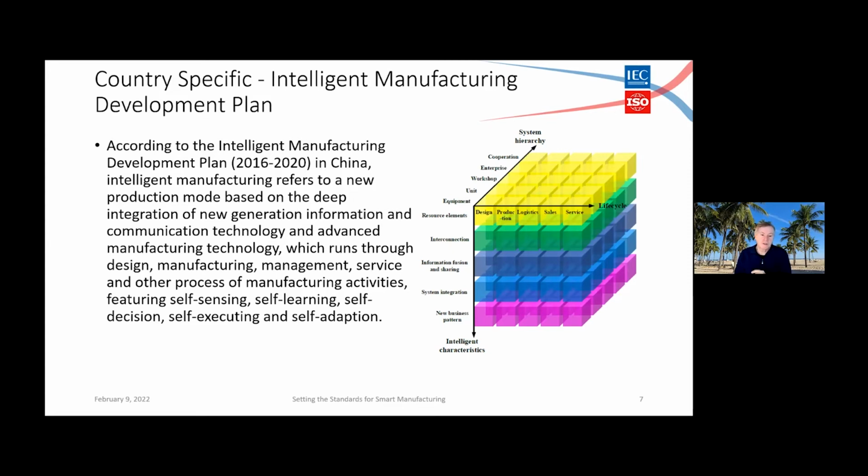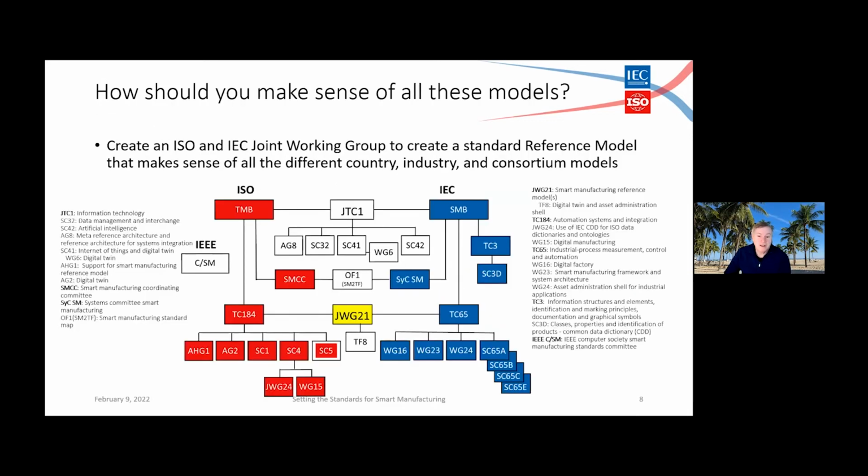So we took a look at these, and then we took a look at multiple others, and I'll show you some of the other models that we looked at in JWG 21, trying to make some sense of this. How do you combine some of these models together? Obviously, because we're ISO and IEC, the way that you want to combine these models together is you create a committee. Well, or in this case, you create multiple committees.